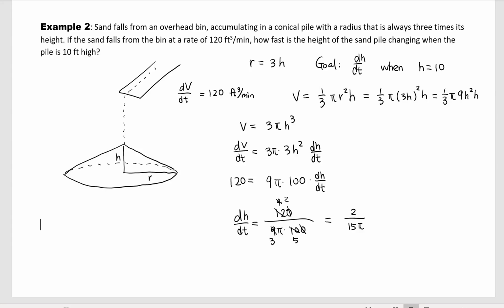And what is that? Let me plug this in my calculator. So the answer is 0.04244. And what is the unit? It's height, so feet per minute. Okay, do you get the same answer? Great. Let's go to the next problem.